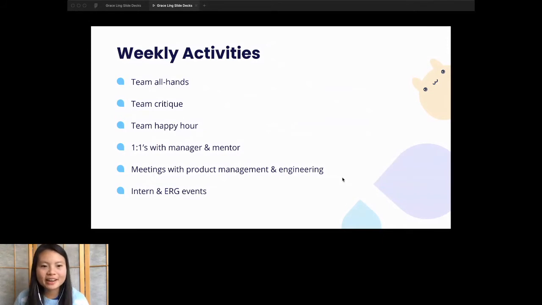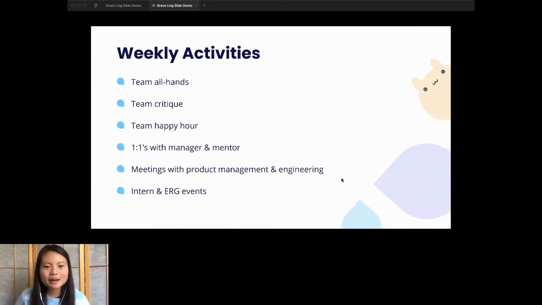We always have a team all hands, where we talk about status updates, and team critique, where anybody can sign up to get any work critiqued. We have a team happy hour or coffee hour where we just hang out and chat, one-on-ones with managers and mentors, meetings with product management and engineering and now user researchers, and intern and employee resource group events as well. So that's how a typical week would look. I have a lot of meetings each day, probably 2 to 5 or 6 meetings a day. That's how a typical week looks at my internship, and also full-time.